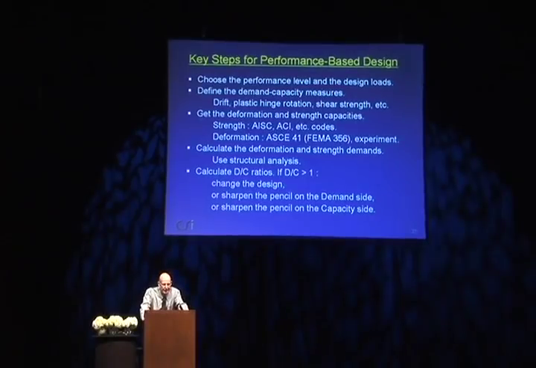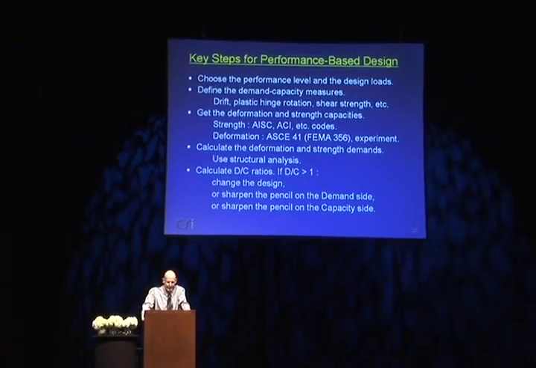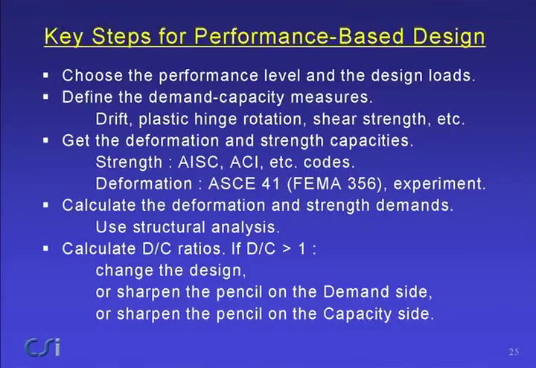Having done that, you calculate the deformation and strength demands. This requires nonlinear structural analysis. And you calculate the demand-capacity ratios. If they're larger than 1, you either change the design, sharpen the pencil on the demand side to calculate the demands more precisely, or sharpen the pencil on the capacity side, and maybe your capacities were a little more conservative and you can stretch the limit a little.